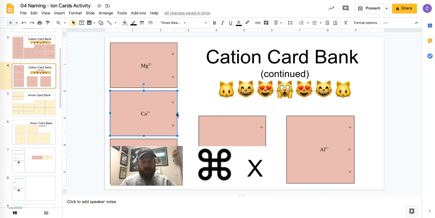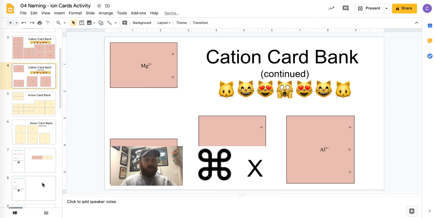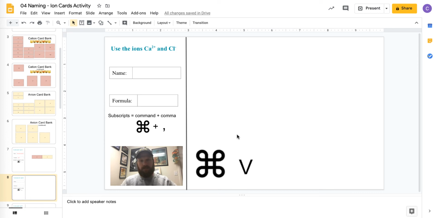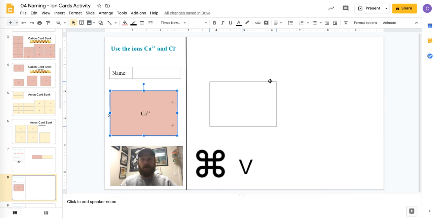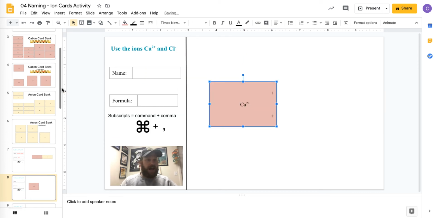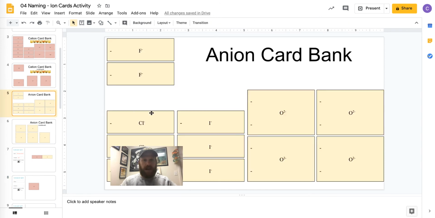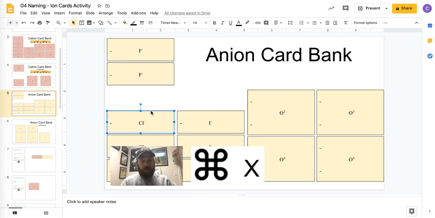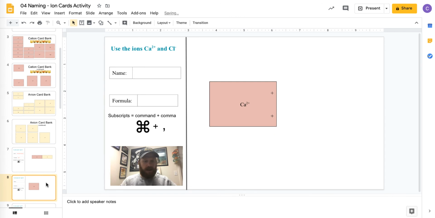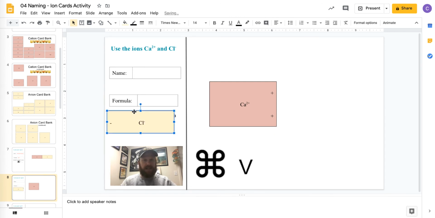I'm going to click on that. Command X to cut that out. Go back to slide 8. Command V to paste it in. Move it over to my work area. I need a chloride ion. I'm going to go to my anion card bank. There's one right there. Command X to cut it out. Go back to slide 8. Command V to paste it in.